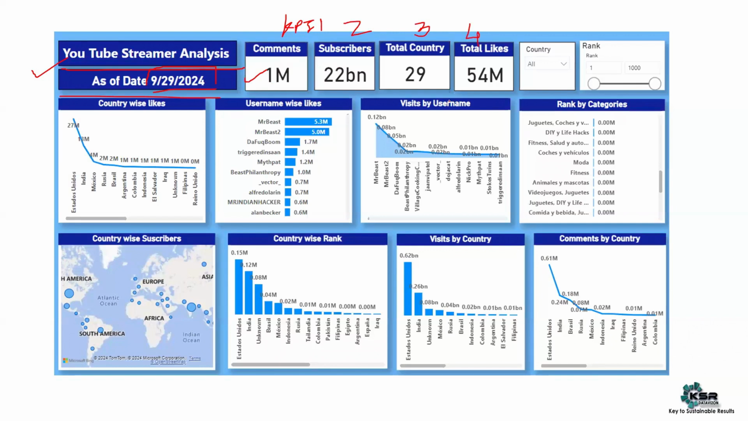KPI is nothing but a key performance indicator. How many comments are there? How many subscribers are there for the YouTube? How many countries have I analyzed? The person who developed this report, our student, has analyzed only 29 countries, not all the countries. How many likes are coming? And what is their rank? Rank means the ranking of the YouTube channels. What is their view statistics?